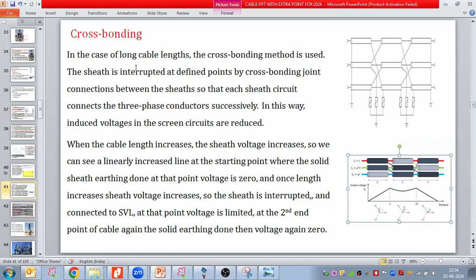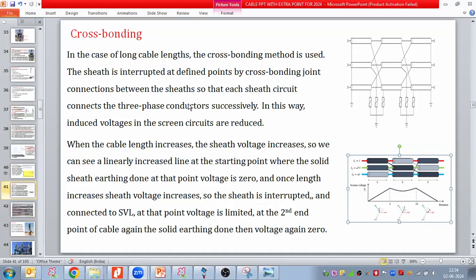So in case of long length cable, the cross bonding method is used. The sheath is interrupted at different points for the cross bonding joint.